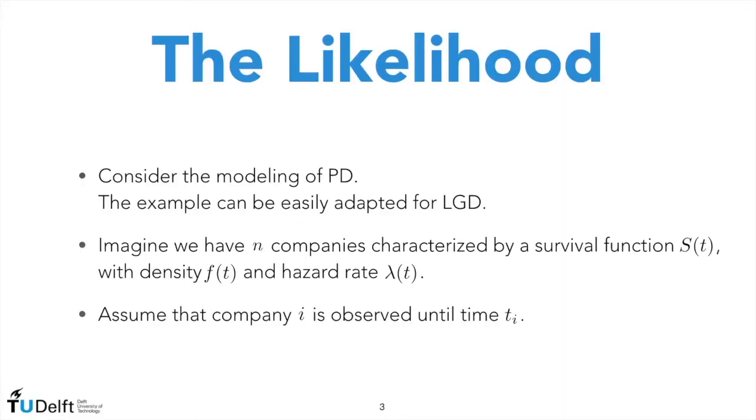Let's consider the modeling of the probability of default. But what we are going to see can be easily adapted for the loss given default. Now we have n companies and we assume that they share the same survival function S(t), the same density small f(t), and the same hazard function lambda(t). Now we pick one company i and we observe that company up to time t_i.